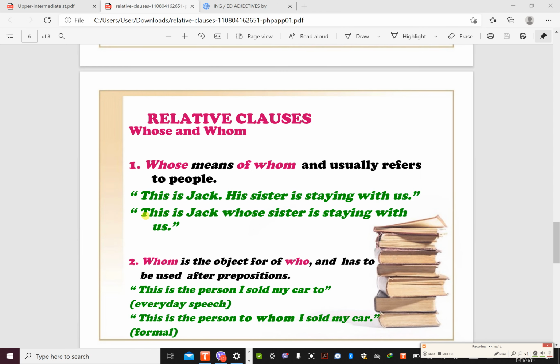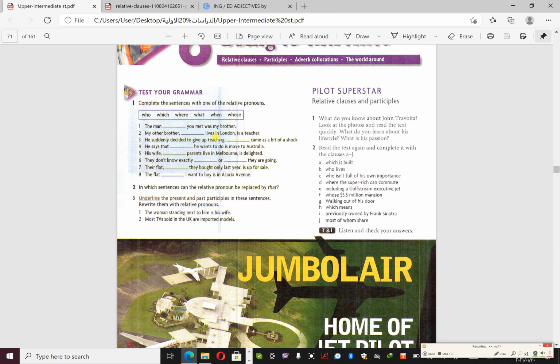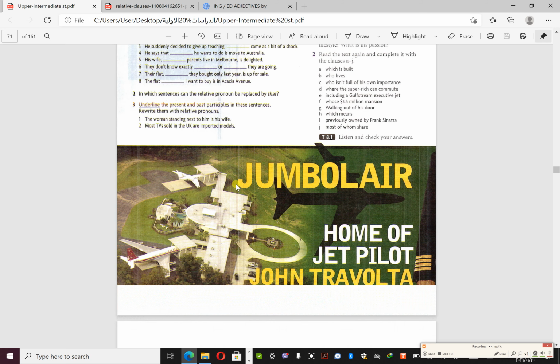And this is all we have to do about relative clauses here in your book. Focus on this, so I encourage you to answer this exercise, because it helps you to test your grammar.